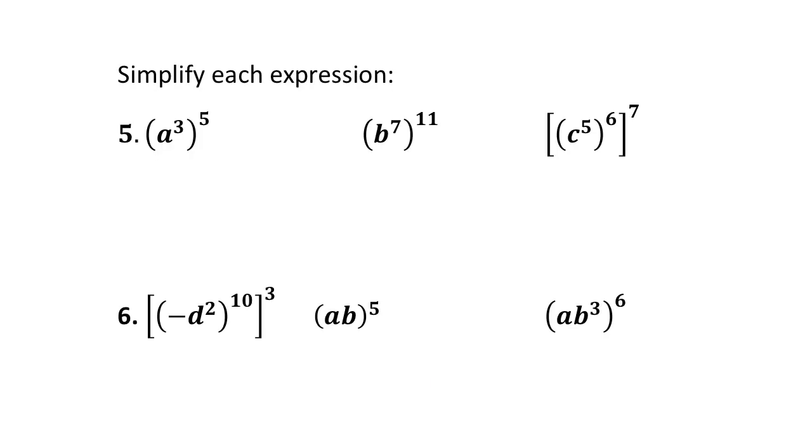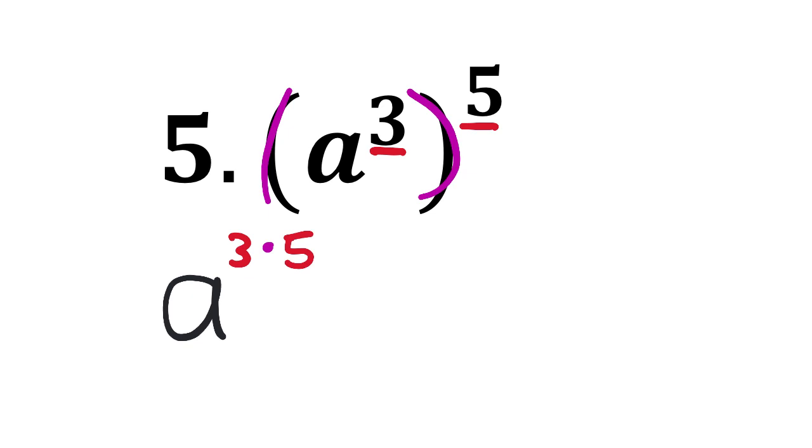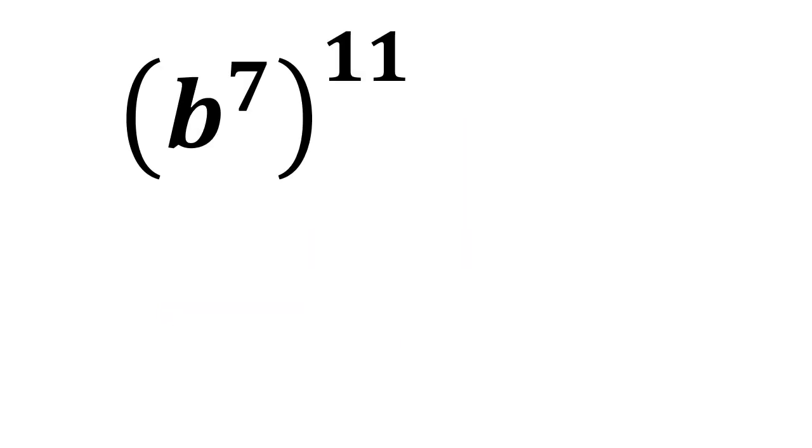All right, let's start with number 5 right here. So that's a to the power of 3 to the power of 5. And so I'm going to take my same base and these two exponents, 3 and 5. Since they're separated by these parentheses here, I'm going to multiply those exponents out. So the base stays the same, but the new exponent, 3 times 5, is 15. All right, b to the power of 7 to the power of 11.